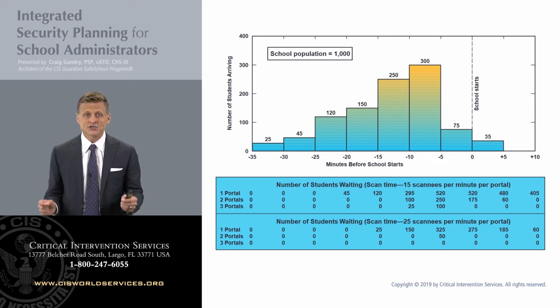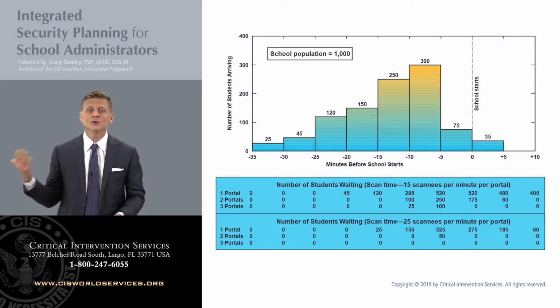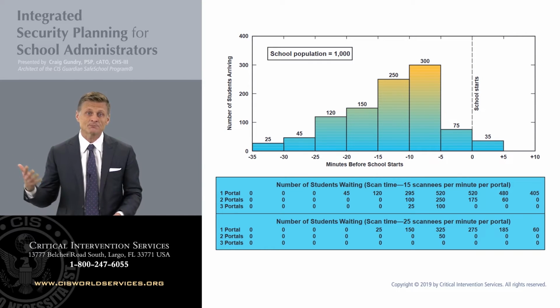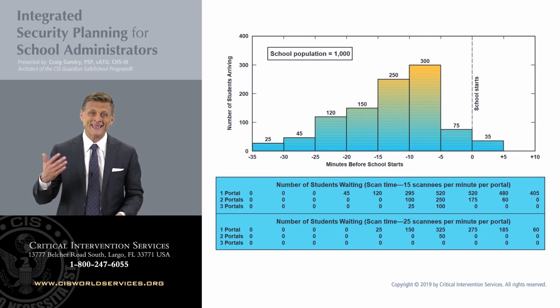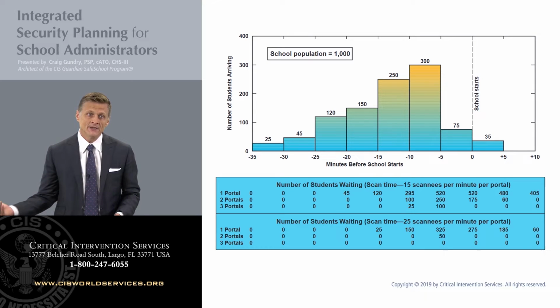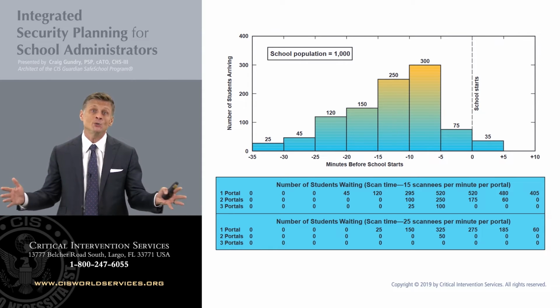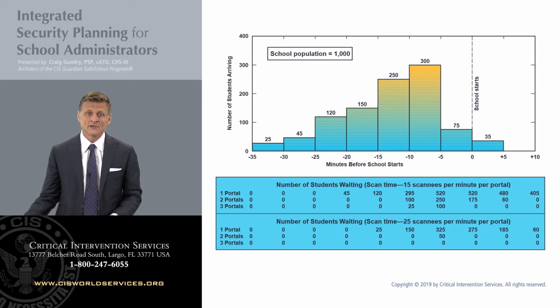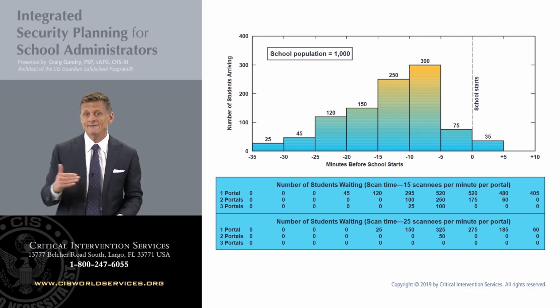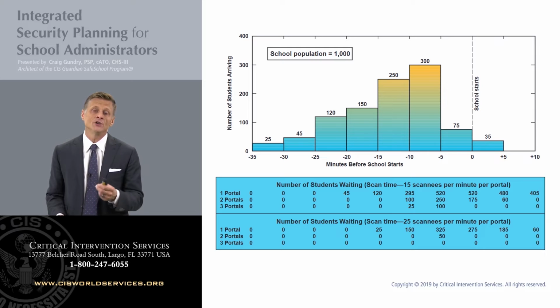Below that, it shows the number of students waiting, or in other words, the number of students queuing at that time, considering the actual throughput rate. If that throughput rate was 15 scannees per minute per portal, and we were at 10 minutes prior to the actual start of the school day, and we were employing 2 metal detector portals, it is expected that we would probably have 100 students queuing at that time in order to get into the school. If we had a more efficient screening process at 25 scannees per minute per portal, it would require 3 portals in order to accommodate that volume of students arriving for school at the 10 and 15 minute period without any type of queuing or without any type of delays.